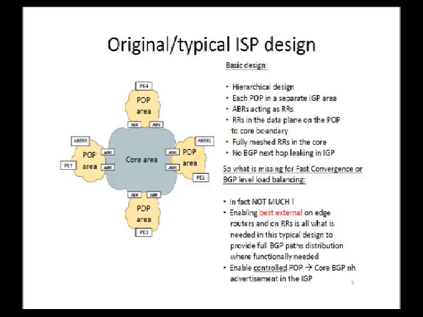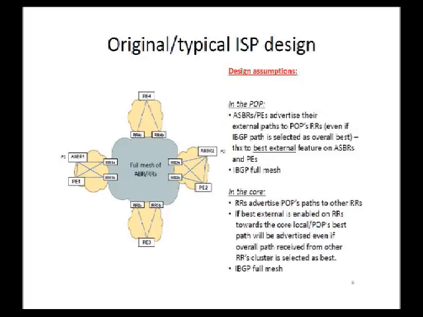So what is really important to keep in mind is that if you use best external on the edge, as well as on the route reflectors connecting between the POP and the core, you really gain a lot of information which is being distributed by BGP. And my point in this entire presentation is to illustrate that this information, which you will get through best external, is sufficient to address most of the needs of current networks.